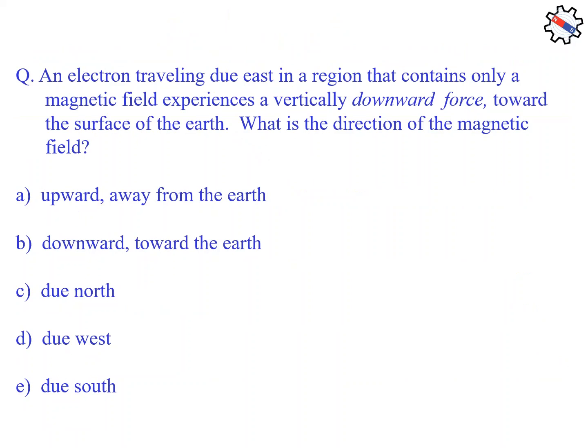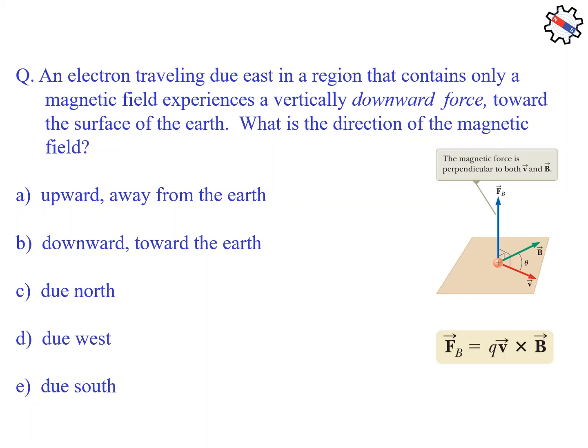A region contains only a magnetic field. An electron traveling east experiences a vertically downward force. What is the direction of the magnetic field? Is it upward and away from the Earth, downward towards the Earth, due north, due west, due south? We need to get our tools together. So here they are. It's our cross product of vectors, and this is the thing worth remembering. F equals Q V cross B.